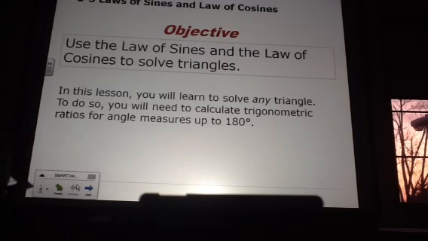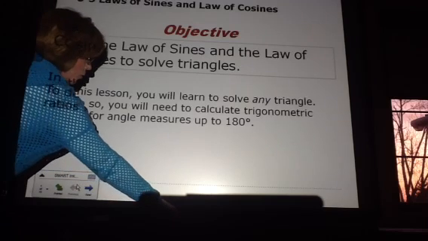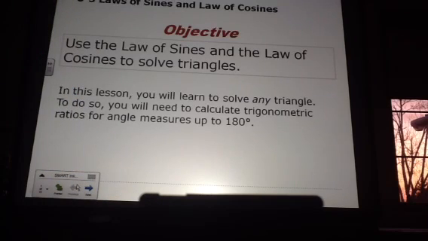Okay, today we're going to talk about 8-5, law of sines and law of cosines. We're going to break this up into two parts: one part today, one part tomorrow. So we're going to talk about the law of sines.